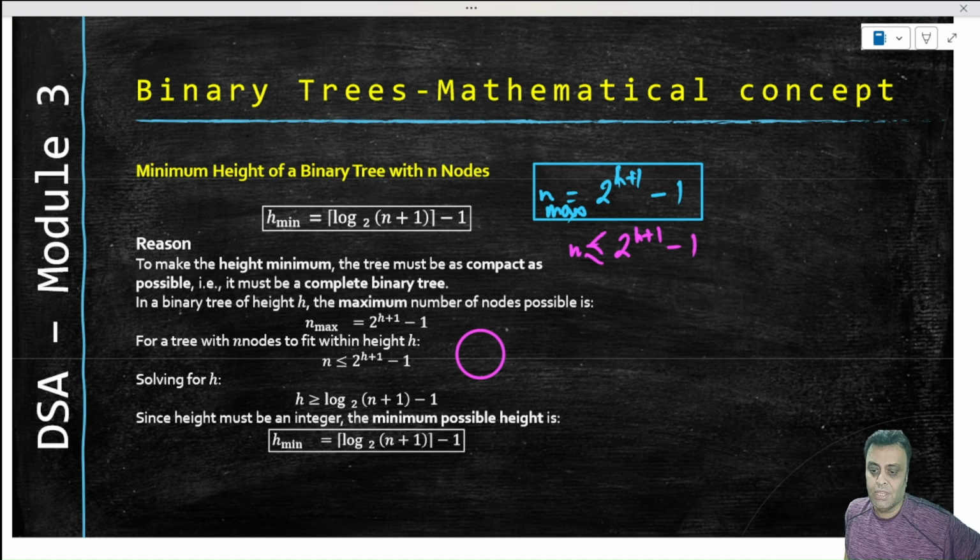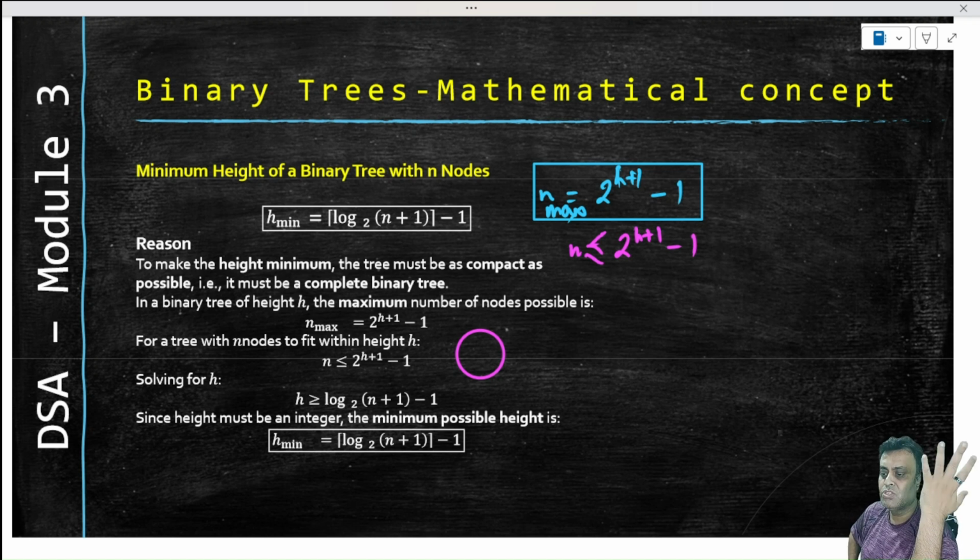Right? So for a tree with n nodes, we will have to have n is less than or equal to 2 to the power h plus 1 minus 1. Right? So in that case, we can have the minimum height concept coming out of it. So if the number of nodes that we are going to generate, because we are taking the minimum, it has to be n is less than or equal to 2 to the power h plus 1.